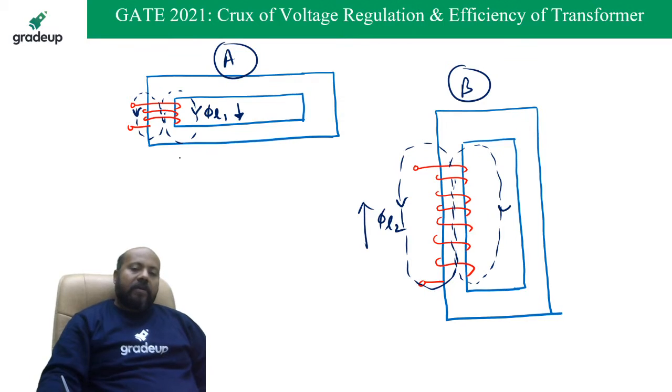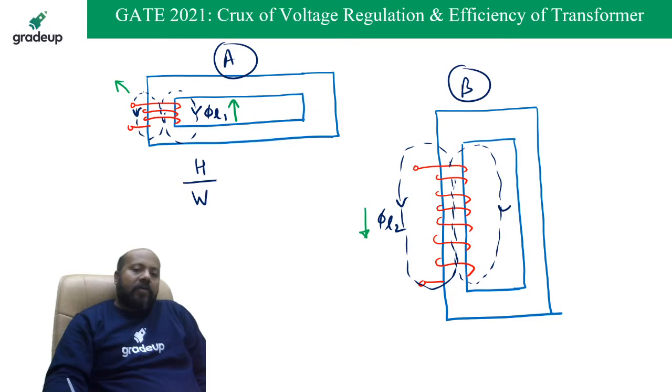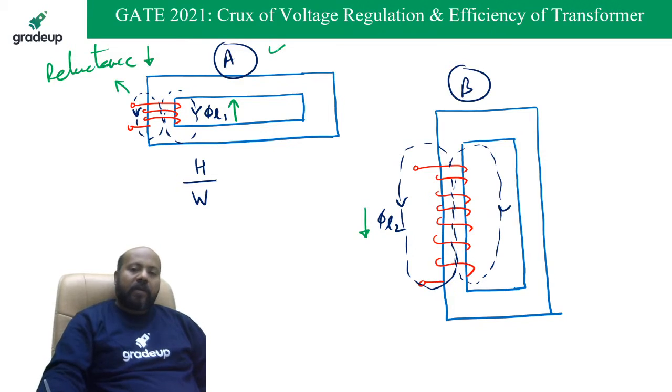If you see this case, height upon width ratio. Sorry, I have written wrong. Let me just correct myself. This is going to be a higher leakage flux, and this is going to be a less leakage flux. Why? Because here the leakage flux has to travel a smaller air gap. So a smaller reluctance it is facing, and reluctance or air gap is going to be small. So leakage flux is going to be more for the case A.